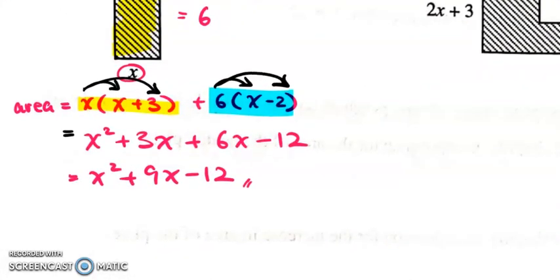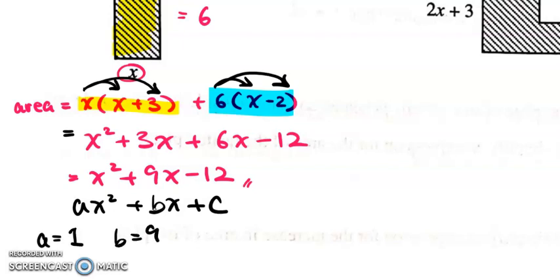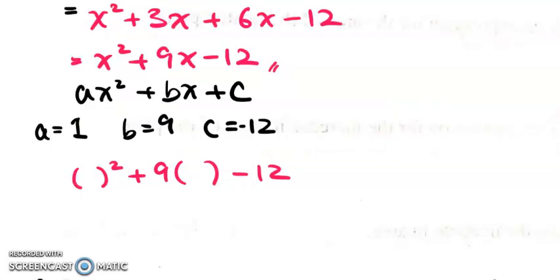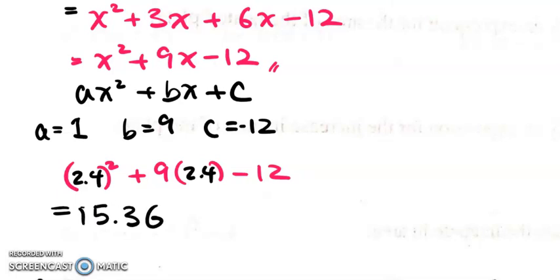So first let's list out what A, B, and C are equal to. Lining up the original form given in the question, we have ax squared plus b times x plus c. So that means the value of a is equal to 1, b is equal to positive 9, and c is equal to negative 12. Next, we're going to take the trinomial we just found, but we're going to plug in every value of x for 2.4, which is given in the question. And that gives us 15.36 square units. There we go.